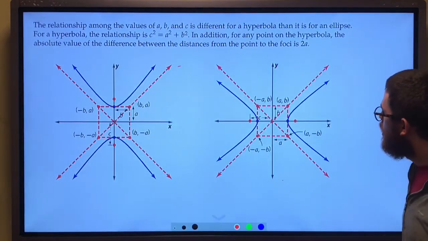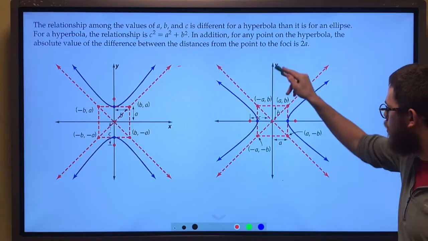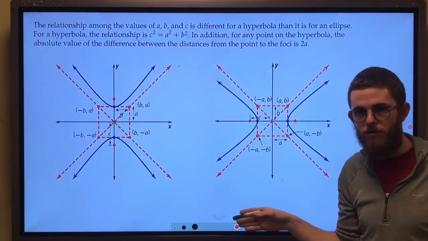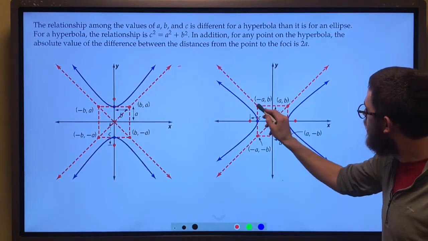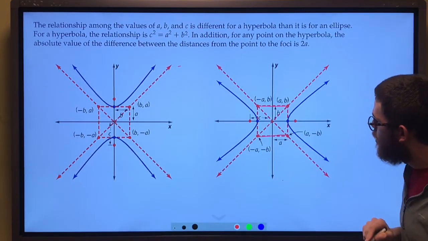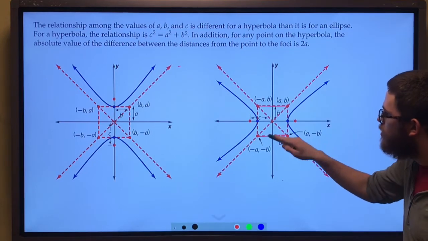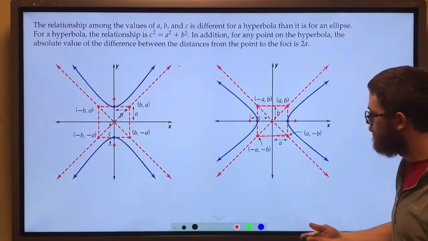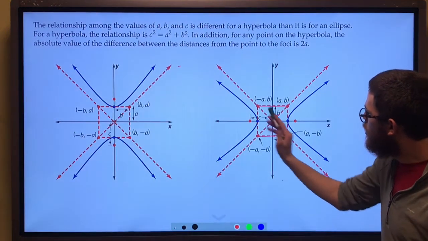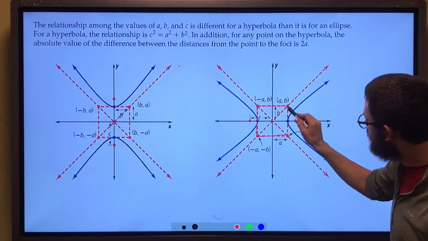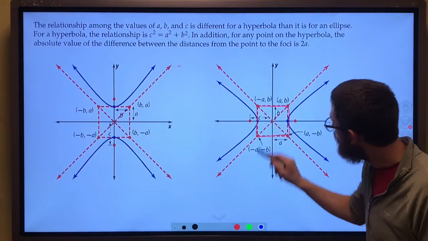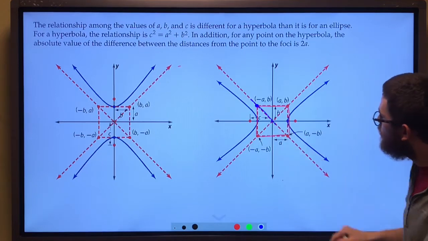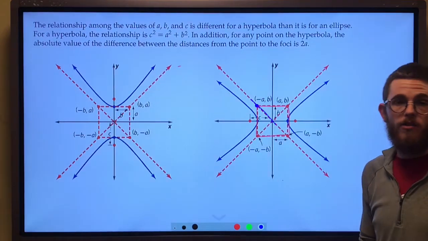So here, in this case, the vertical axis is our conjugate axis. Our conjugate axis does not go through the vertices, and it stops right here at our B values: positive B, negative B from our center. And we know our vertices are a distance of A out on each side. And so that point right there, going through our center, helps us to find the equation of our asymptote.